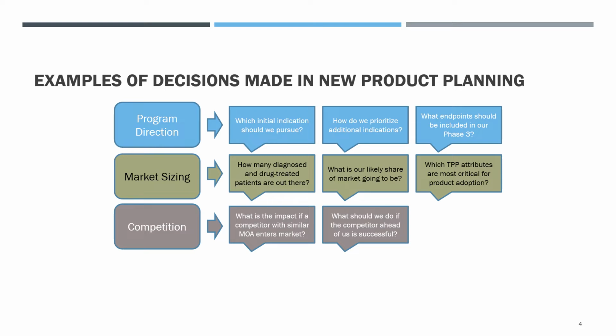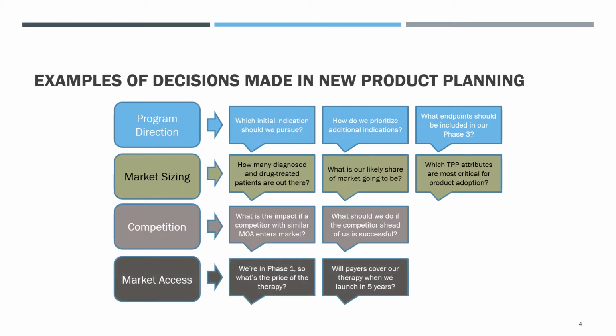a similar mechanism of action entering the market, and what should we do if the competitor ahead of us is successful. And another common area for decision-making relates to market access with questions such as how to think of pricing in the early stages of development, and predicting if payers will cover our therapy 5 years into the future. Clearly, there are other decisions that new product planning needs to manage, but this slide provides a highlight on the common ones.